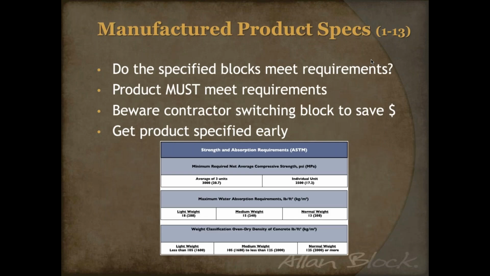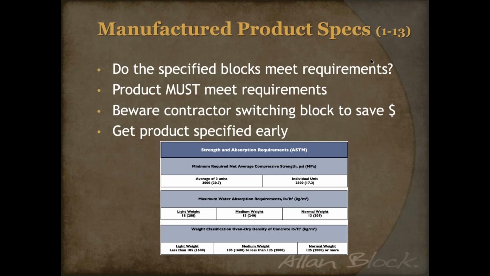Moving on to section 13, we talk about manufactured product specifications. Here, we're basically going to make sure that the blocks being used for a project have undergone the testing that's required to meet all of the requirements. Some of those common requirements are compressive strength, water absorption, freeze thaw resistance, geogrid mill reports, and some more depending on where you're located.